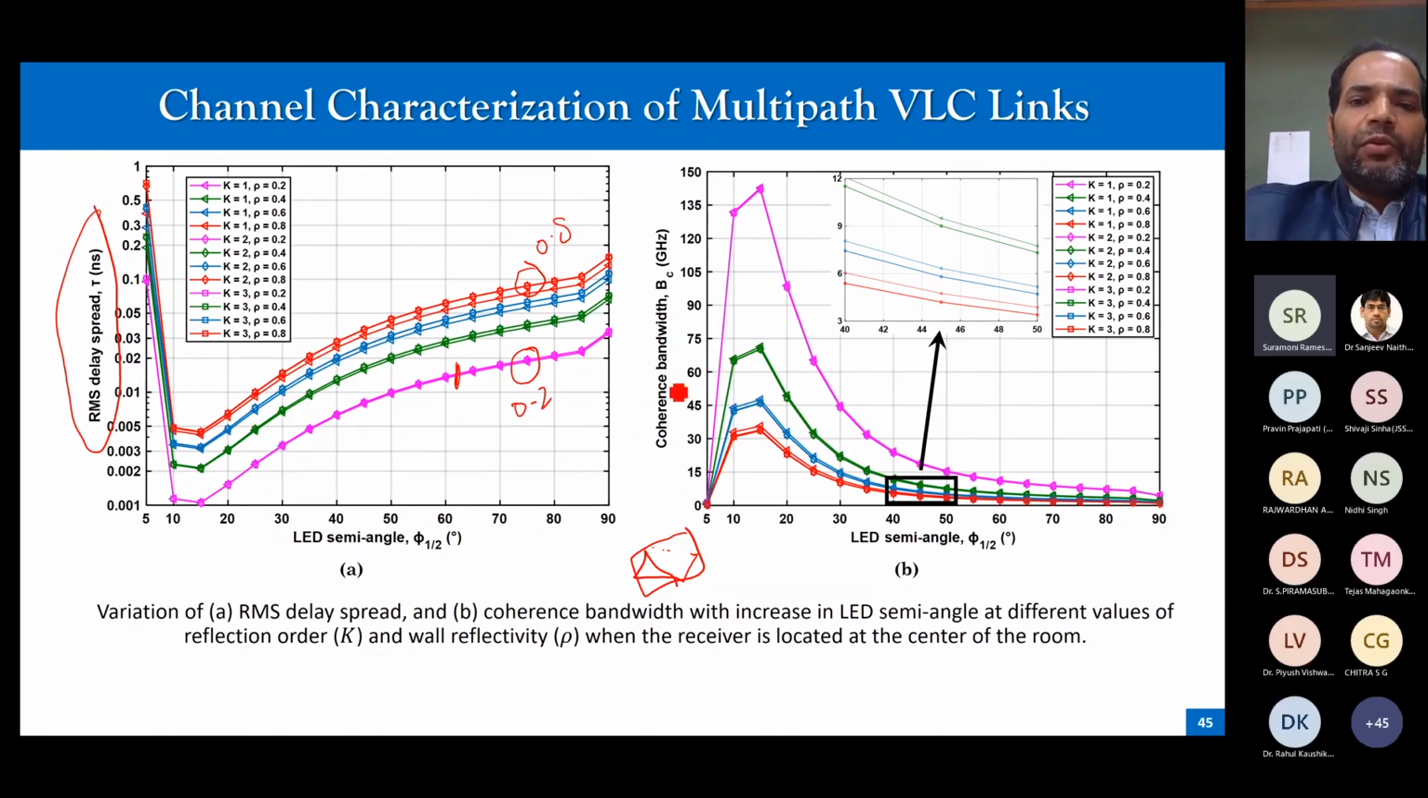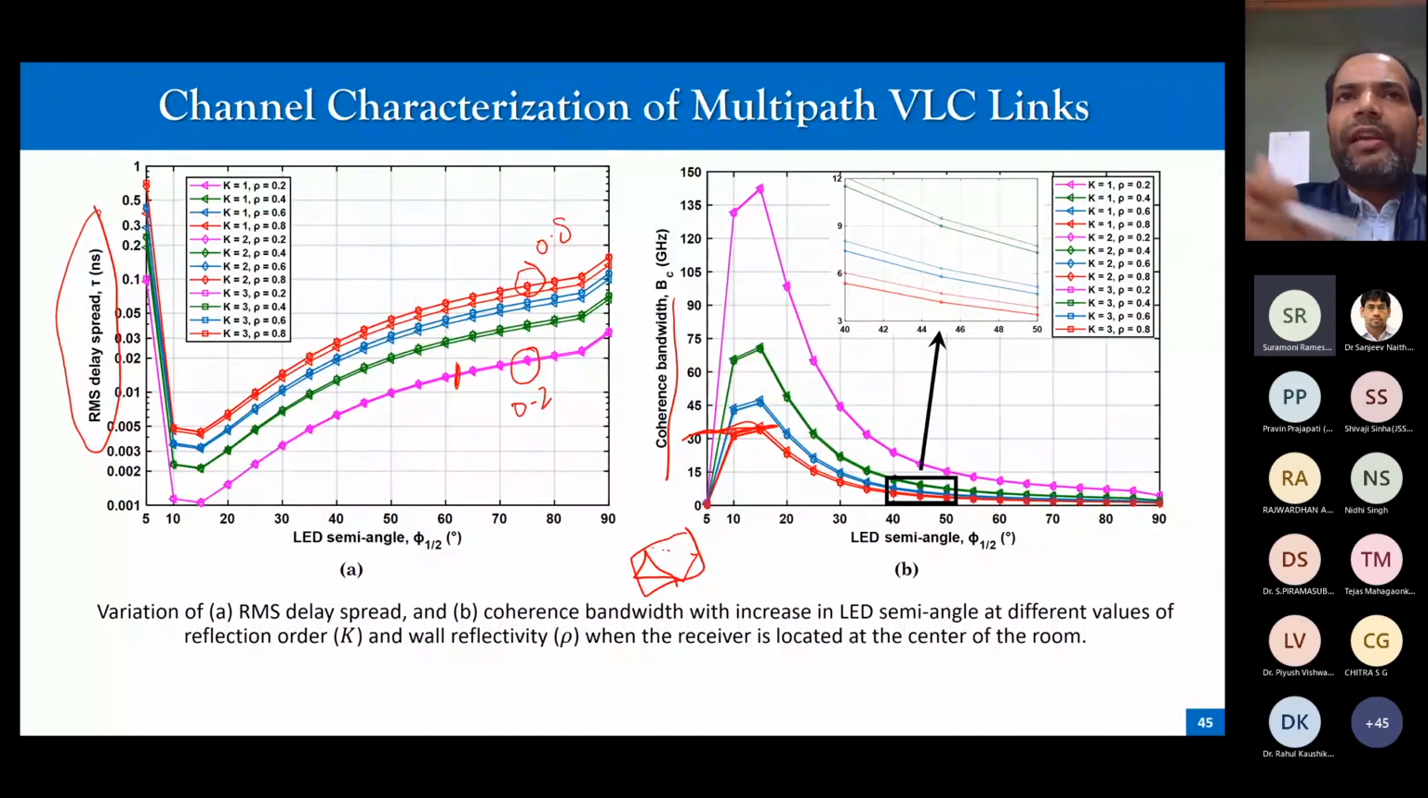From delay spread, we can go to the coherence bandwidth. If we look at the coherence bandwidth, the minimum coherence bandwidth that we have is 30 gigahertz. That's good enough bandwidth if you want to transmit 100 Mbps. So the message from this study is that if you are using phosphor coated LEDs, then the channel is not going to trouble you. If you want to transmit 100 Mbps, maybe even 1 Gbps, it should be okay, because the coherence bandwidth of the channel is very large, 30 gigahertz. So the channel itself is not problematic. That is the outcome of this research.